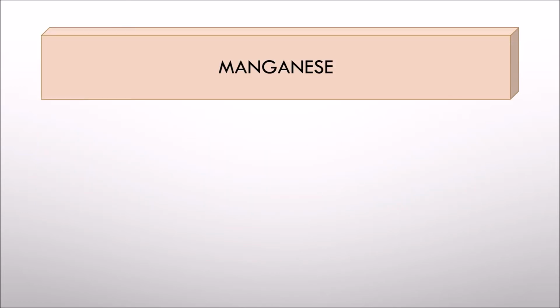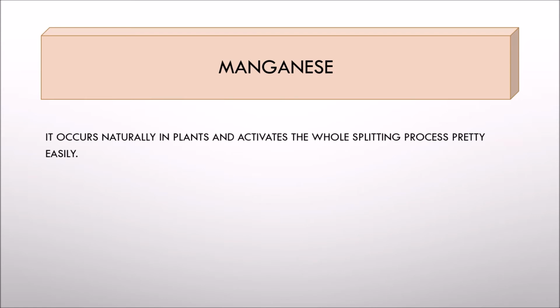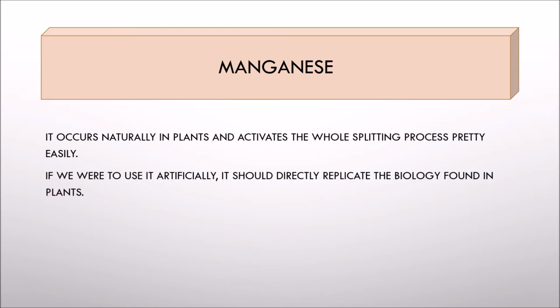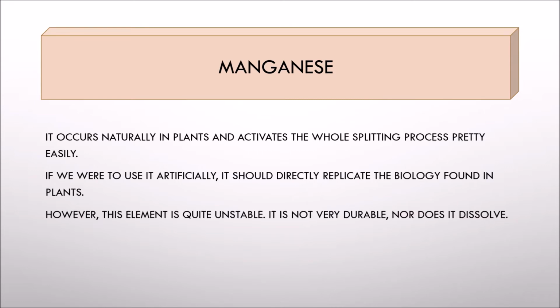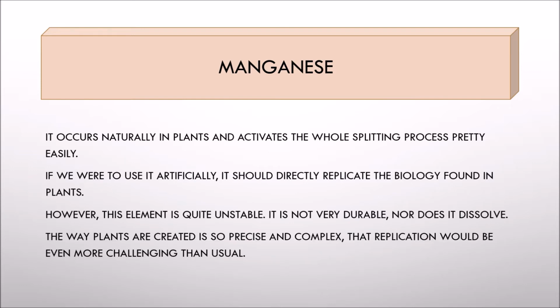Manganese. This element already occurs naturally in plants and activates the whole splitting process with ease. If we were to use it artificially, it should directly replicate the biology found in plants. However, this element is quite unstable. It is not very durable, nor does it dissolve. The way plants are created is so precise and complex that replication would be even more challenging than usual.